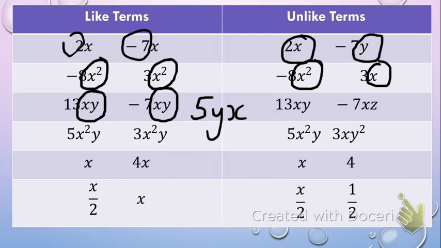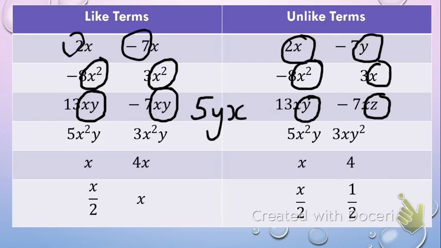But when we have a look at 13xy and minus 7xz, the x's are the same, but this one has a y and this one has a z. So the variables aren't the same. So they're not like terms.